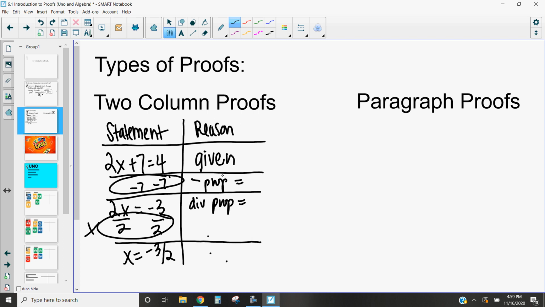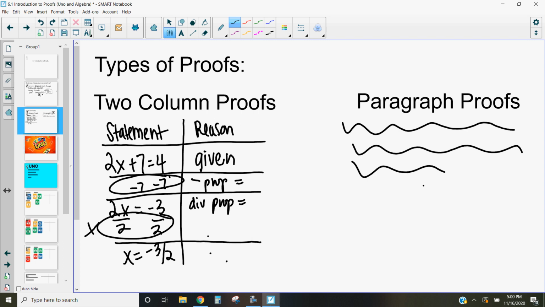A paragraph proof is exactly what it sounds like. It's a paragraph. So, for example, with this same question, in a paragraph proof, you would give your statement and then your reason behind it. So you would say, given 2x + 7 = 4, then by the subtraction property of equality, I can subtract 7 from both sides and I get 2x = -3. Then by the division property of equality, I can divide both sides by 2 to get x all by itself, and then x = -3/2. Now I would write that in a full sentence here. I'd write out all of this stuff that I just said, and that would be our paragraph proof.